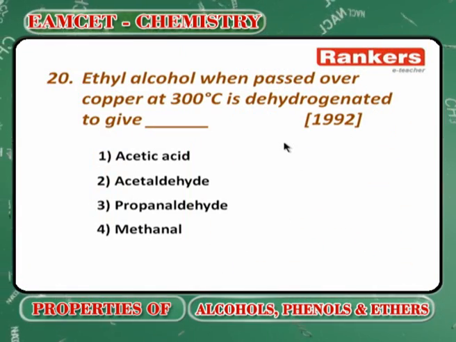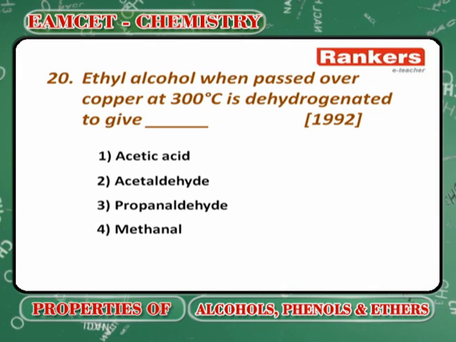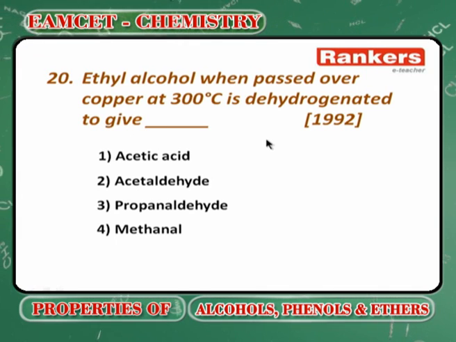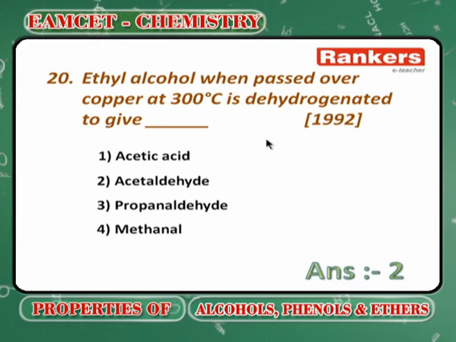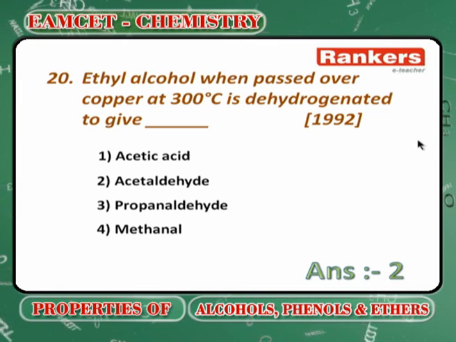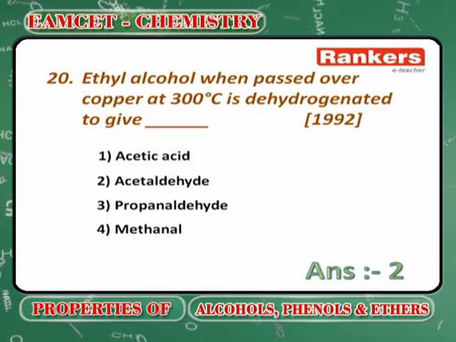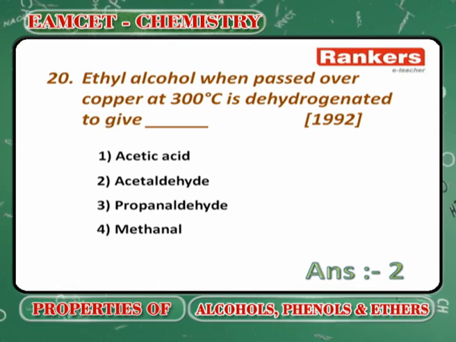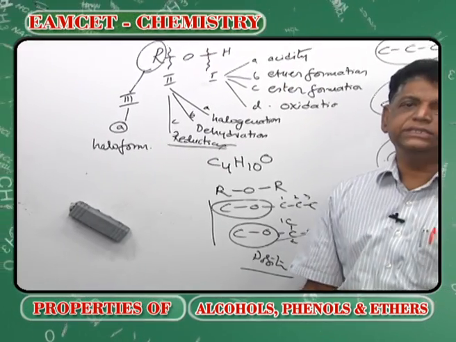Ethyl alcohol, when passed over copper at 300 degrees, is dehydrogenated to give what? As I said, copper at 300 degrees is an oxidizing agent in the case of 1 degree and 2 degree alcohols. However, 3 degree compounds undergo dehydration. So this is oxidation of ethyl alcohol into acetaldehyde. What I explained covers almost the entire set of questions.